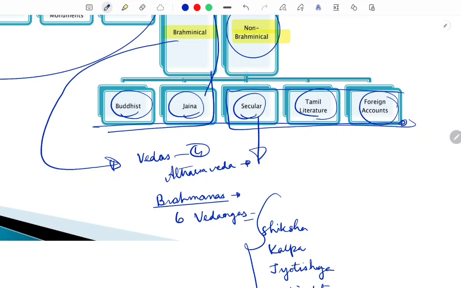Apart from that, we have some Tamil texts as well, and the Tamil texts we have categorized on the basis of language. Many of the Tamil people suppose that Tamil language is older than Sanskrit, and because of this, there is a north-south divide in the subcontinent. Still these things are prevalent. Okay, so we are not going into that debate. There is a debate on that.